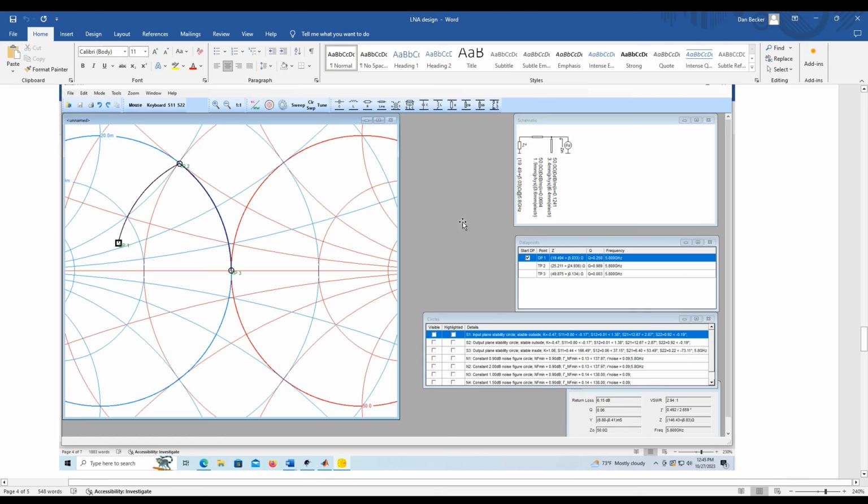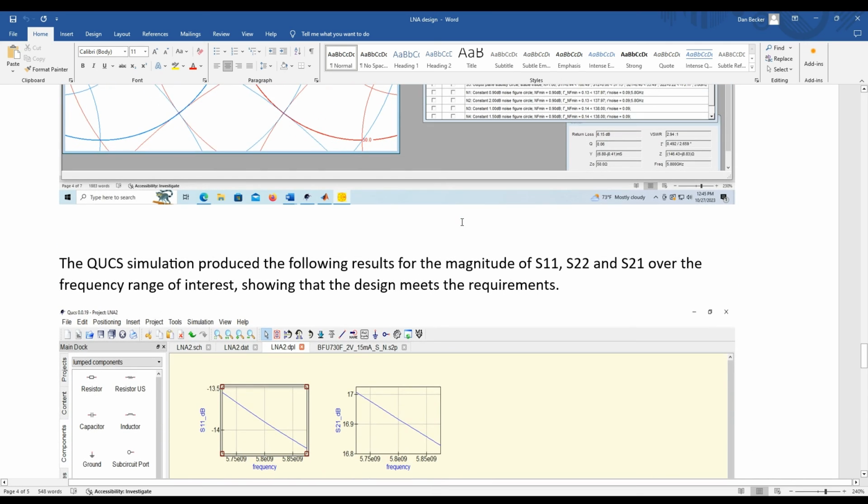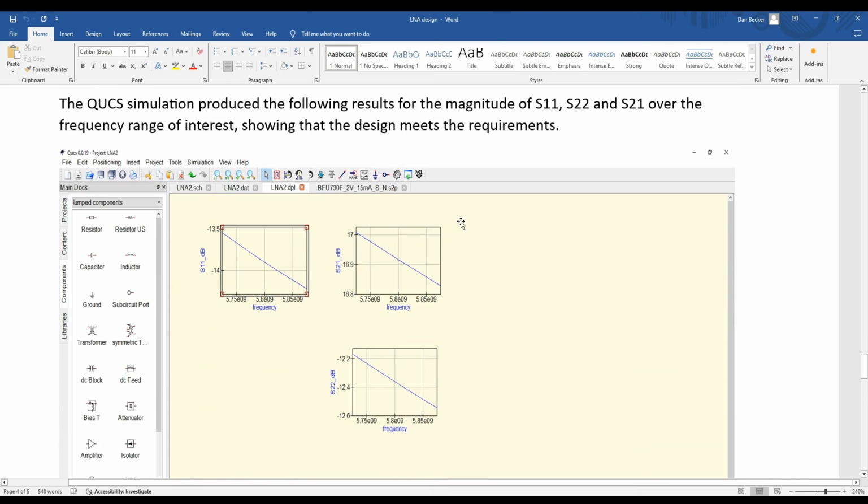After all of that, we ran the simulation, and we found out indeed we had S11 under -10 dB. S22 is also under -10 dB. And then S21 is in fact over 15 dB.